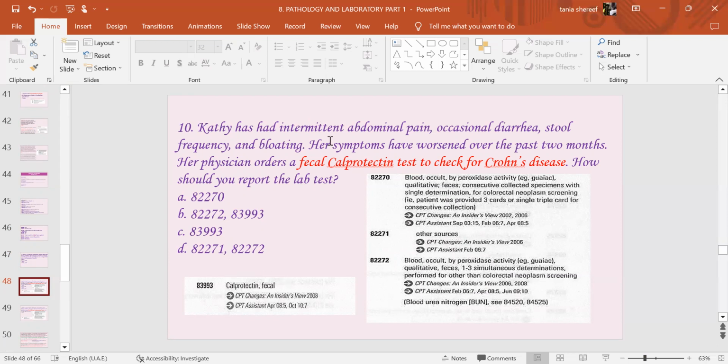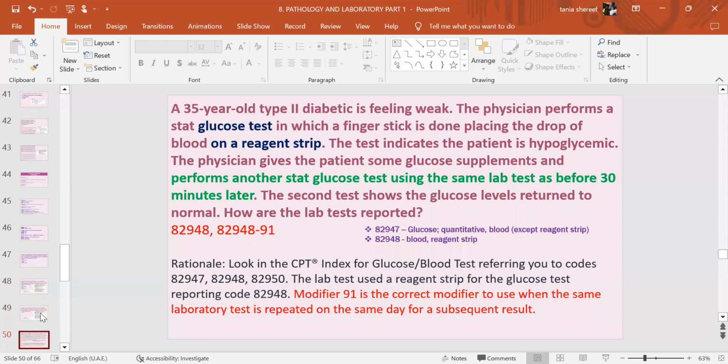So if we go through our question, we can see the physician orders only a fecal calprotectin test, not a blood occult test. So for fecal calprotectin test, our code is 83993.